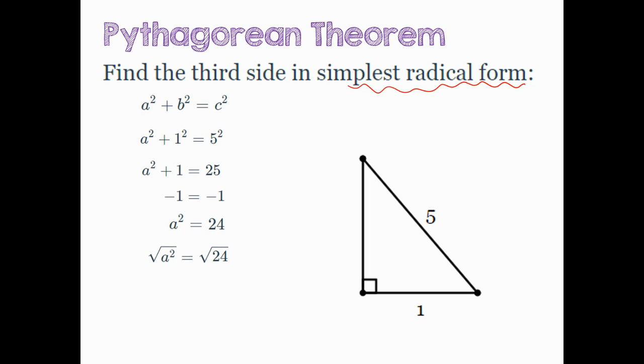What we want to do is simplify this by identifying the perfect square that goes into 24, which is 4 times 6. So the square root of 4 times the square root of 6 gives us 2 root 6. And that would be the missing side length. You could attach the word units to it, but since they didn't identify 5 as a certain measurement like inches, you can just leave it as 2 root 6.